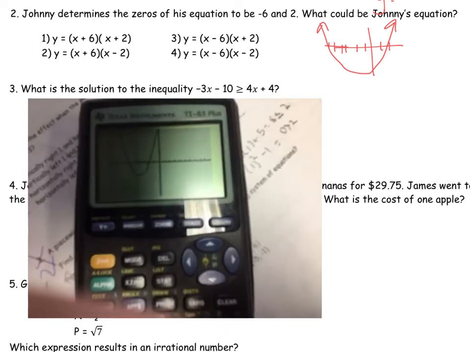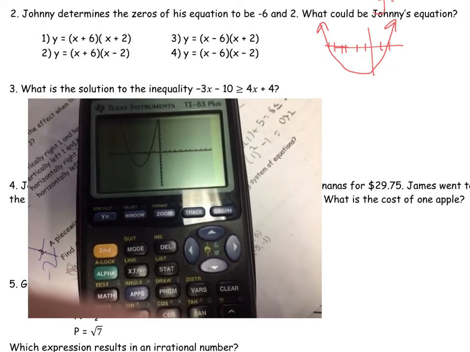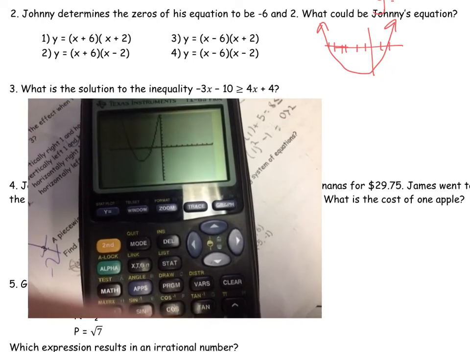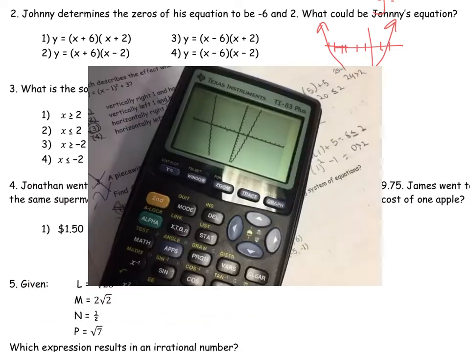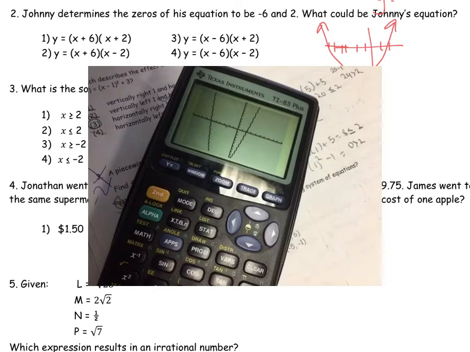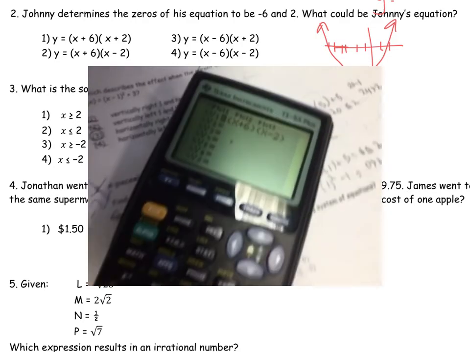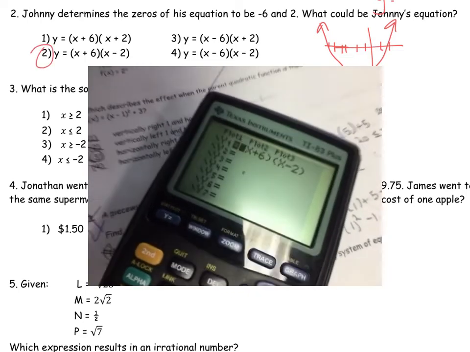So repeat that until you find the choice that goes nicely through the points -6 and 2. All right, so this one right here is going through the x-axis at -6 and +2. This is x plus 6, x minus 2, which is choice number 2.